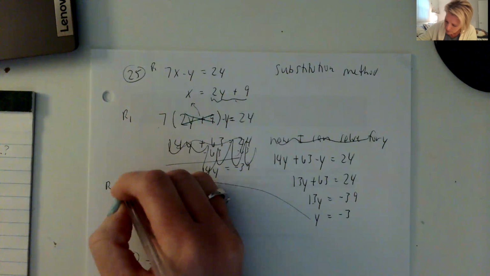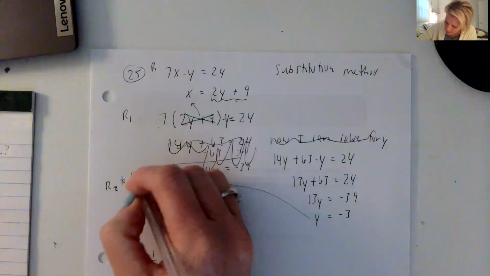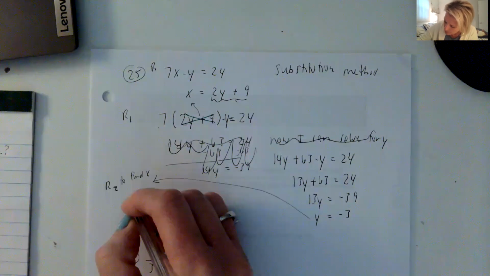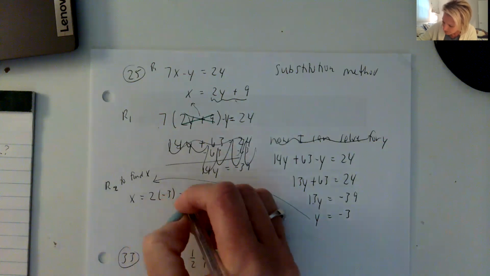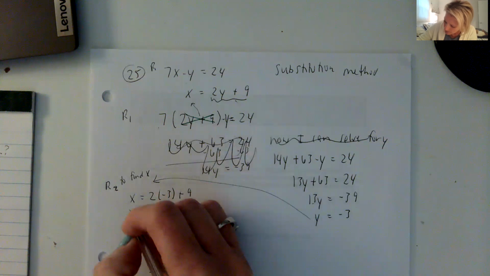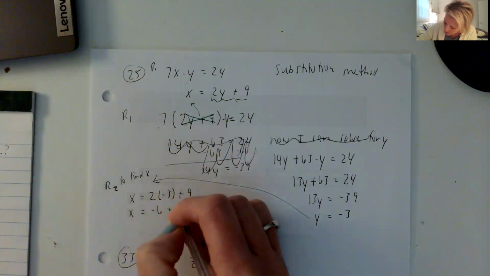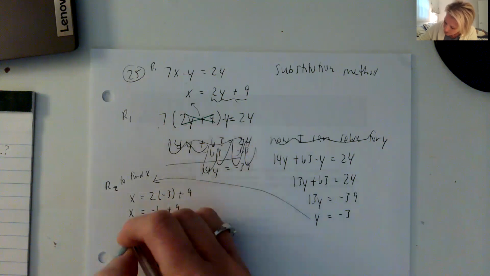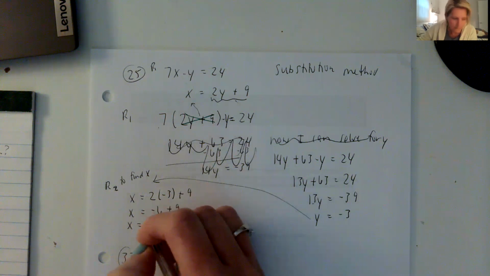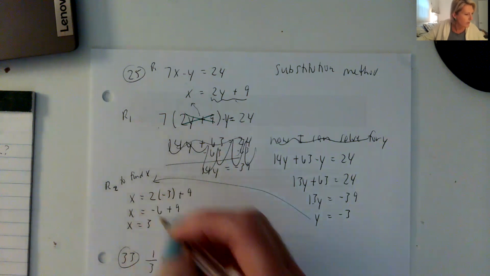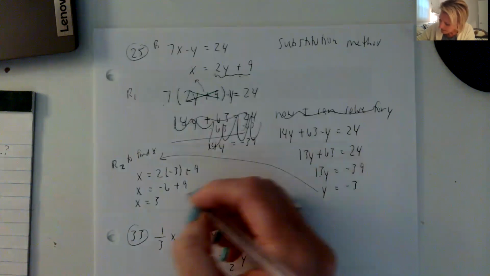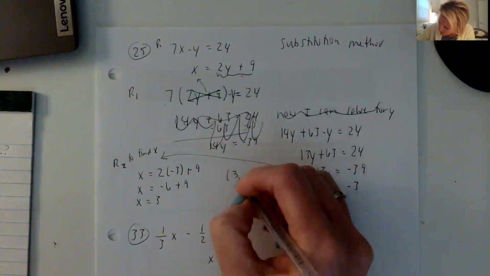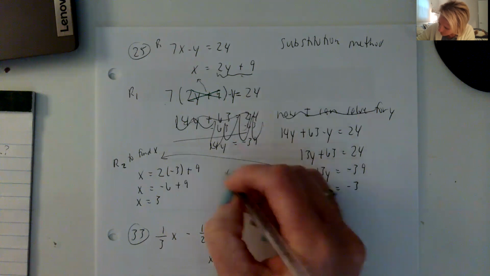So row 2 to find x. So x equals 2 times y, and I know that y is negative 3, plus 9. So x equals negative 6 plus 9. So x equals positive 3. So that's pretty cool. I have 3 and negative 3.